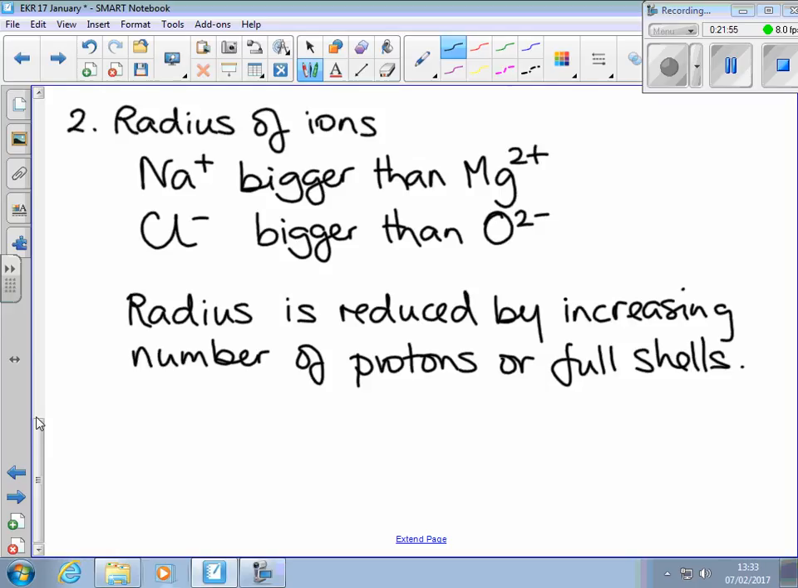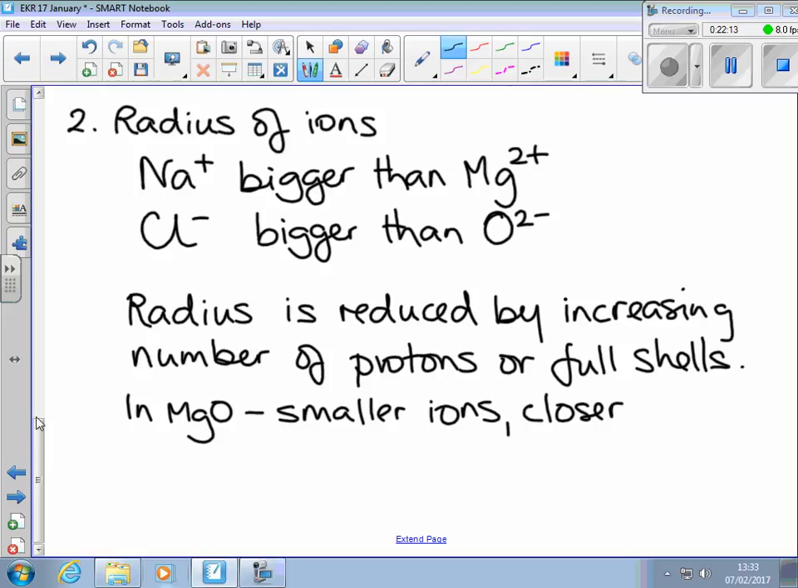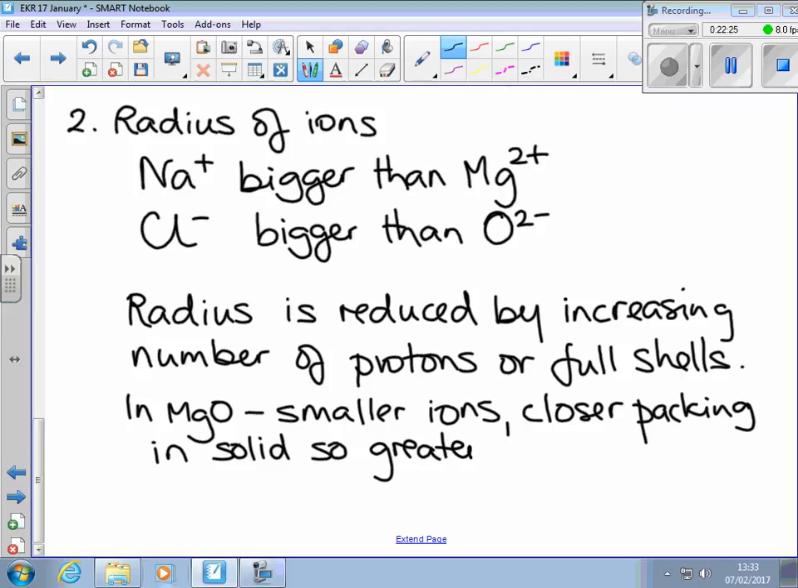Okay, so in magnesium oxide then, just keeping with these two for comparison, these are smaller ions. They're closer packing in the solid. So you've got a greater lattice enthalpy for magnesium oxide than you have for sodium chloride.